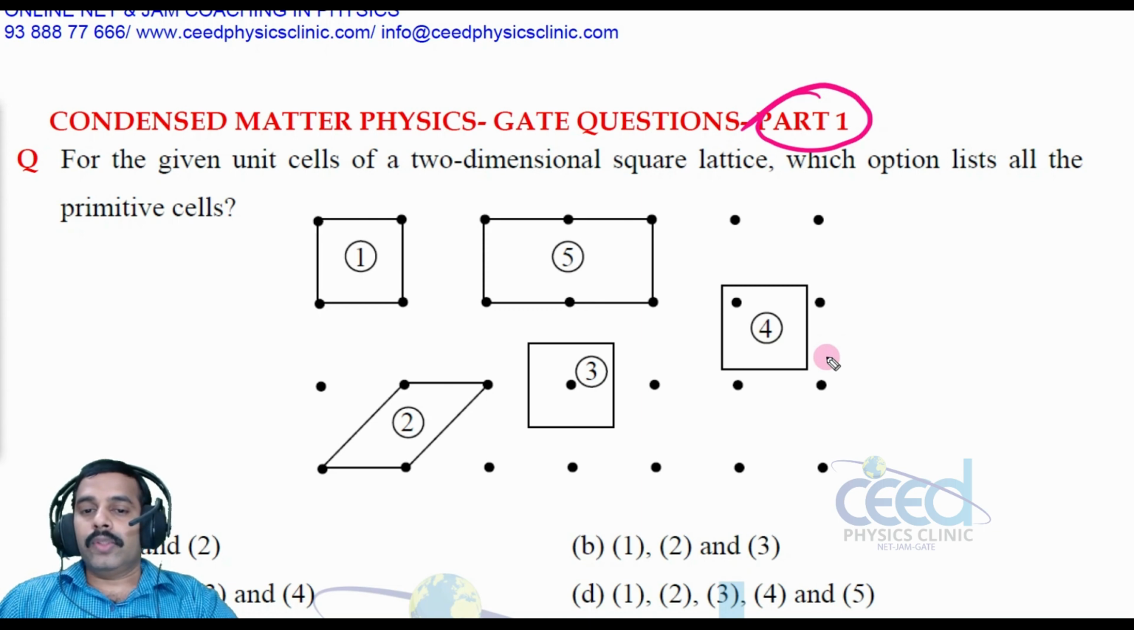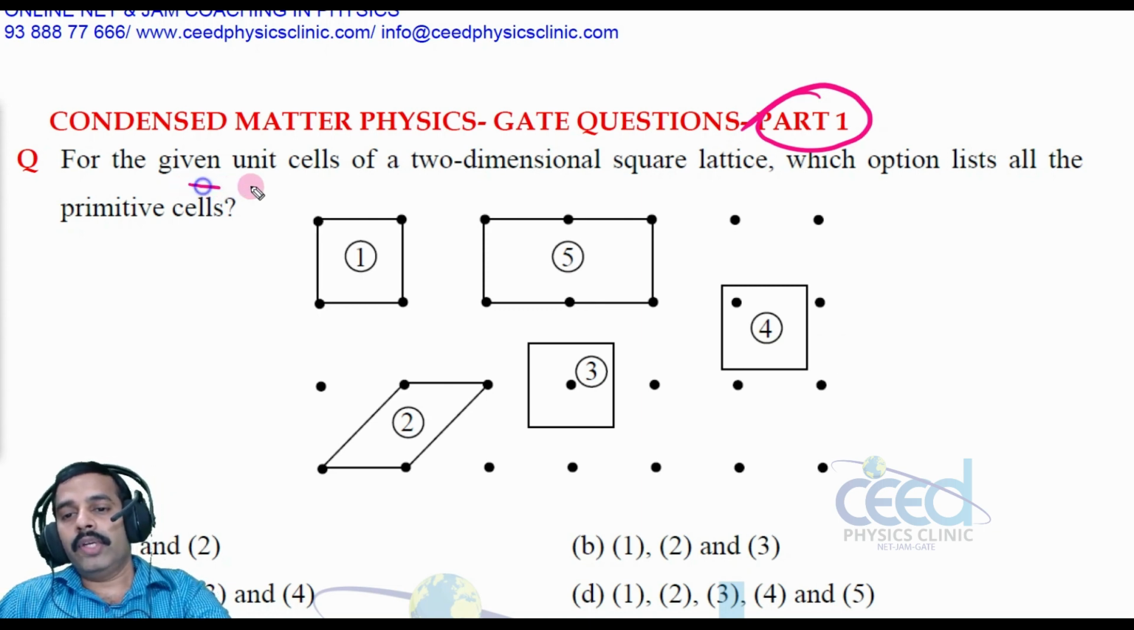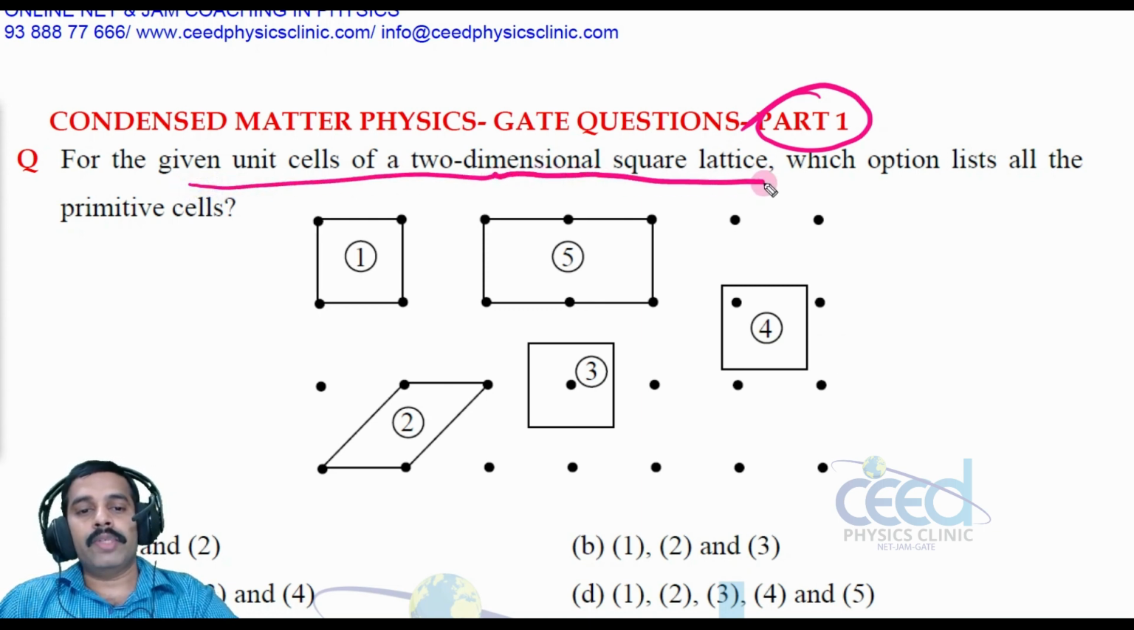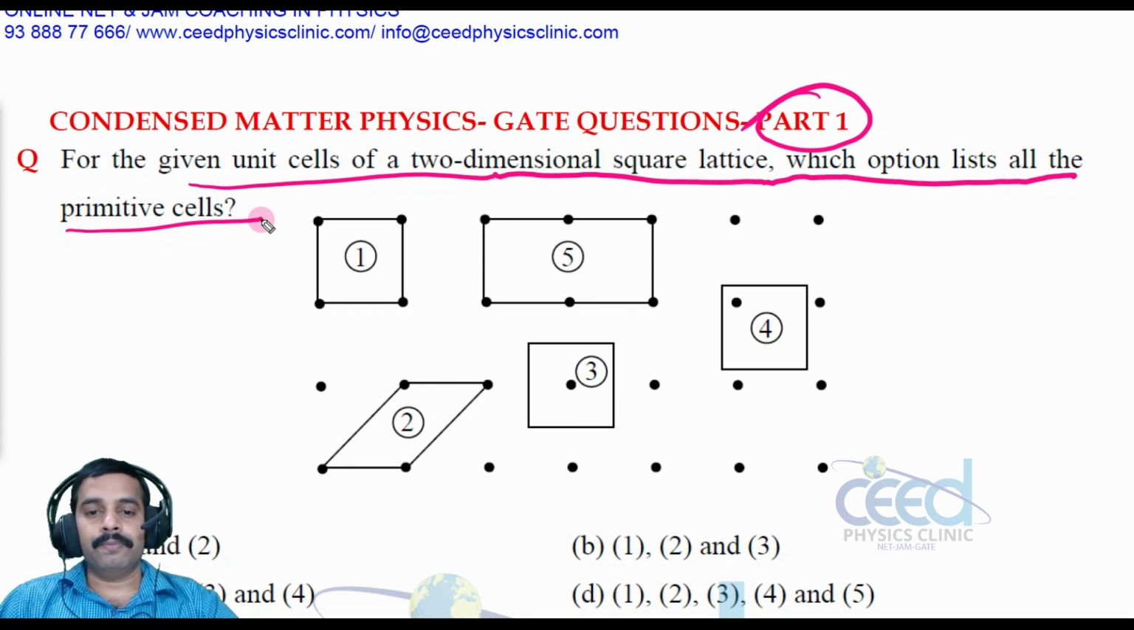Alright. So the first question is, for the given unit cells of a two-dimensional square lattice, which option lists all the primitive cells, right? So we have been given a number of unit cells, figures 1, 2, 3, 4, 5, and we have to analyze which one is representing a primitive cell or not.